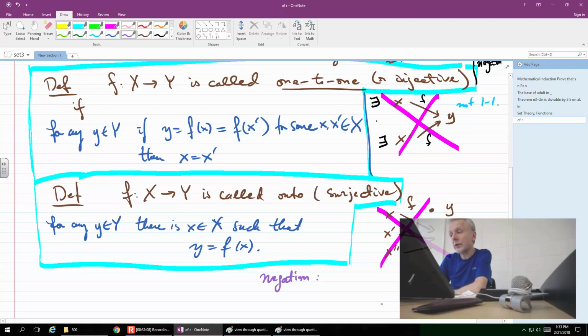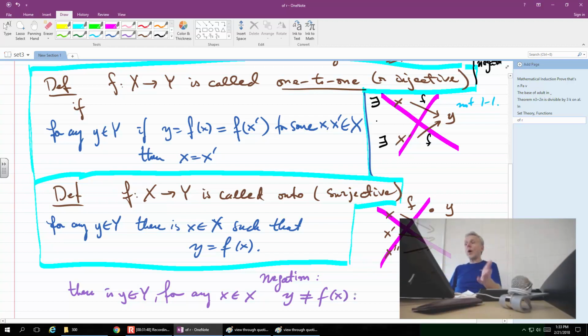So for any y, there's an x such that y is equal to f of x. How do we negate it? How do we negate for any? There is. So there is a y in Y such that, how do we negate there is? For any. So there is a y in Y such that for any x in X, y is not equal to f of x. That's the simplest way to put it. So there is no x that hits y under f. Well, that's the whole negation. So that definitely matches the diagram.